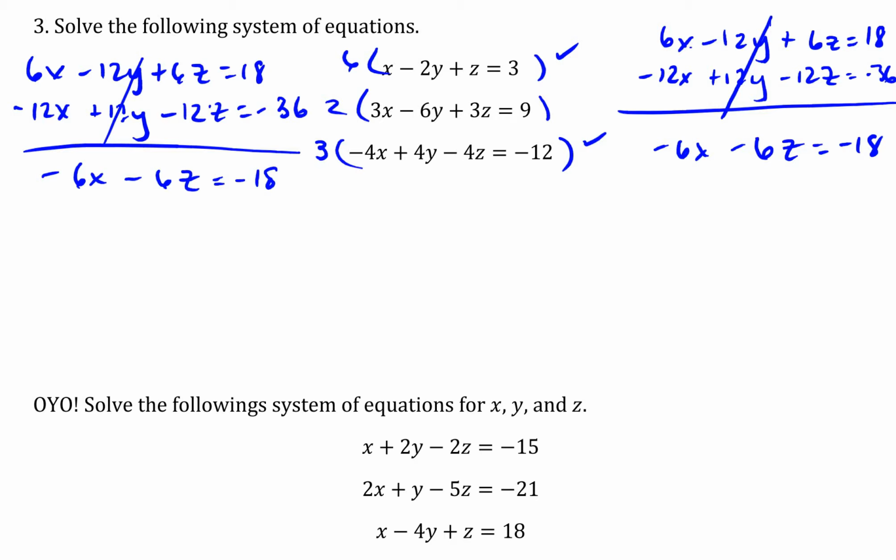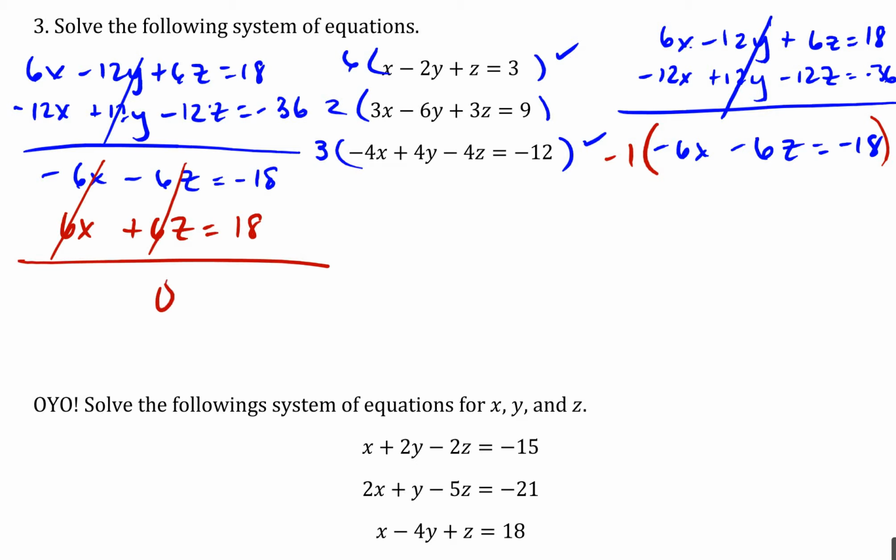All right, so if I keep going here, I need to either eliminate the x's or the z's. So right now they're all the same term. So if I multiply one of these equations by a negative value, like if I multiply this by negative 1, I'm going to get 6x plus 6z equals positive 18. Everything here cancels, and these cancel, so I have 0 equals 0.